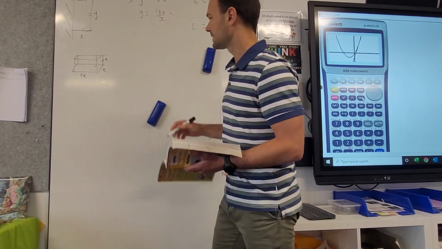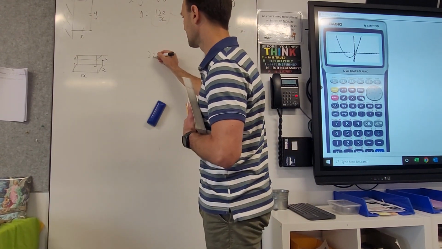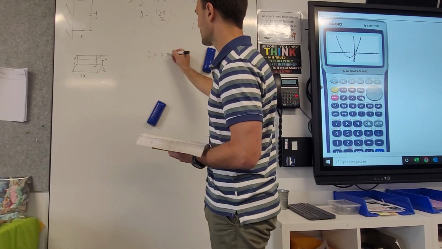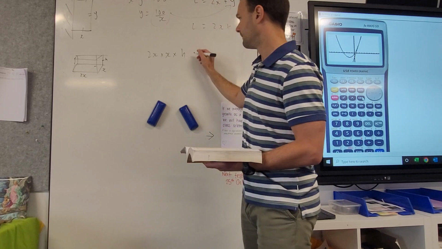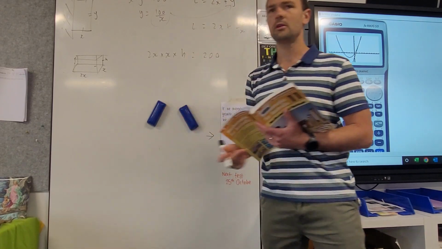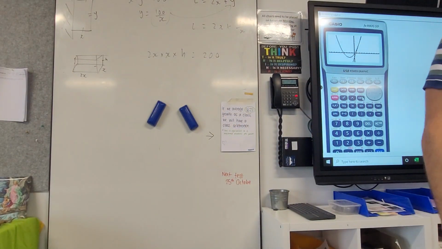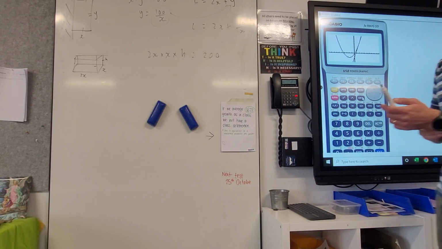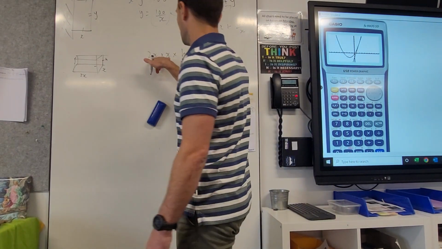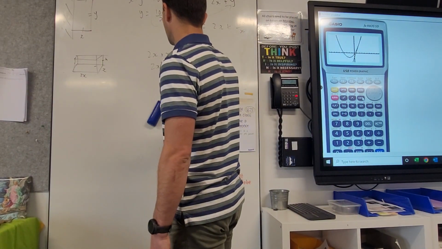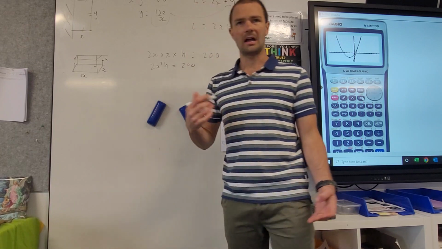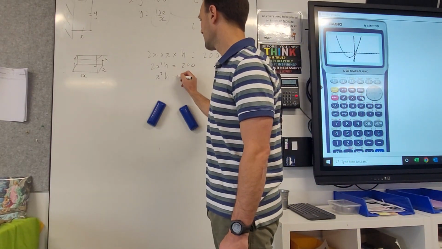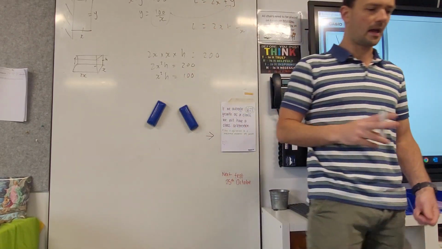Well, the volume of this box is the length times the width times the height. 2x times x times the height, and the volume equals 200. So this would be 2x squared h equals 200. And we divide both sides by 2. That's going to cancel the 2, right? We have x squared h equals 100. So that's part A done.